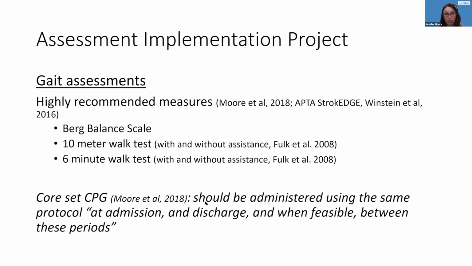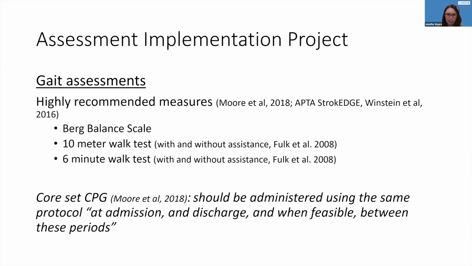So I'm going to start off here where we were talking about the implementation of the gait assessments. And basically, this was for the first implementation project in which we were trying to assess the quality gap. We used 3 highly recommended measures, the Berg Balance Scale, the 10-meter walk test, and the 6-minute walk test, and we administered them in a way that aligns with recommendations in the core set clinical practice guideline, which is that these measures should be administered using the same protocol at admission and discharge, and when feasible between these periods. So we recommended that the measures would be administered within 72 hours of admission and weekly and within 72 hours of discharge.